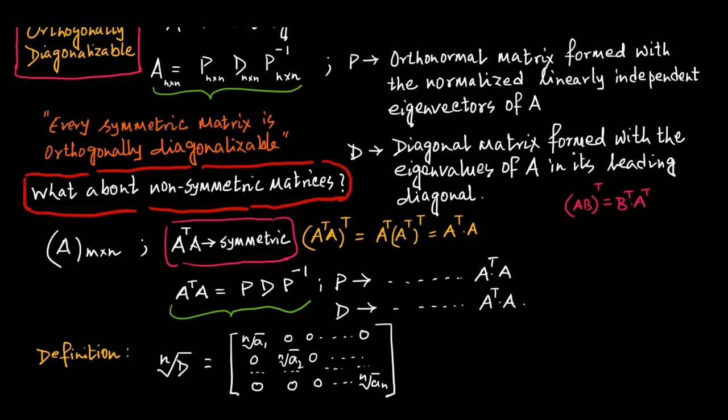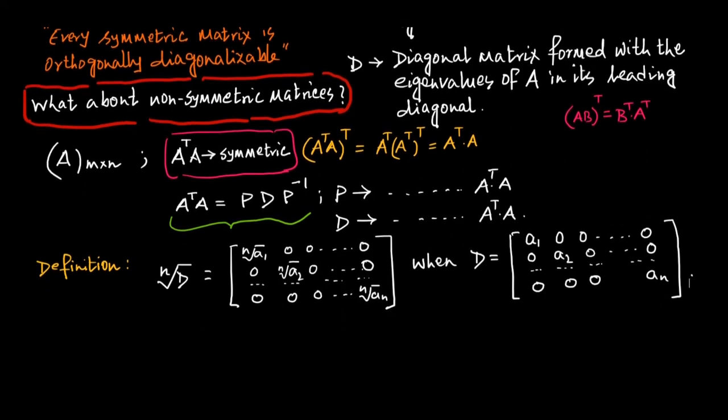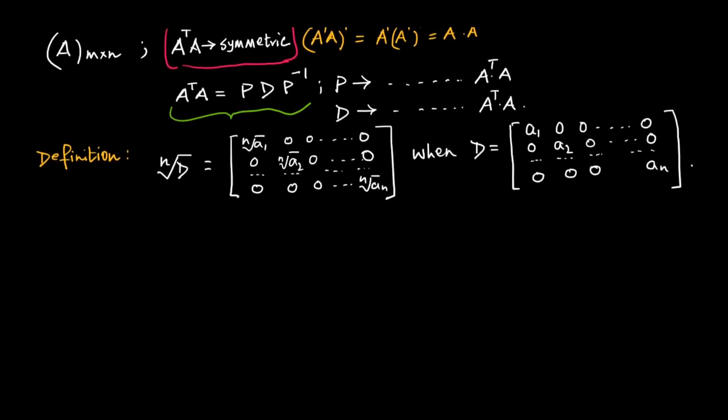That is, nth root of D will be equal to this when D is equal to this. Now I will define one more concept before doing some calculation. We define the square root of A transpose A as P into square root of D into P inverse. What is meant by square root of D? You can just look above. You plug in n equal to 2, you get the square root of D, the definition of square root of D.